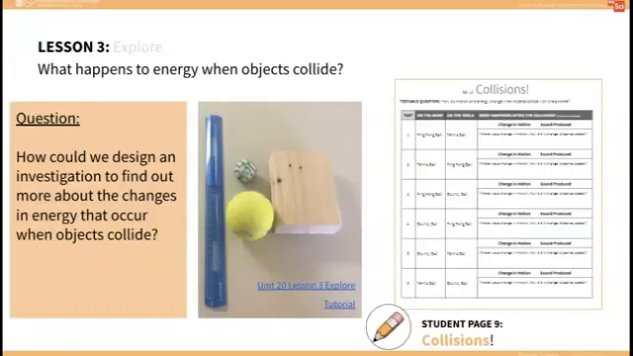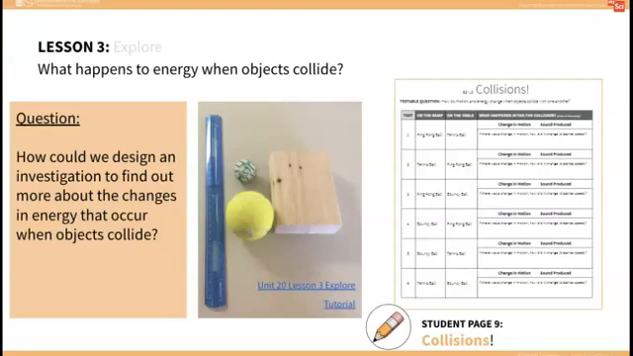In the Explore portion of this lesson, students will design an investigation to find out more about the changes in energy that occur when objects collide. They will collect observational data about the motion and energy of objects after a collision. They can use the distance an object travels or the change in motion as an indicator of energy transferred in the collision. They can also provide qualitative indicators observed during the collision, such as sound produced.